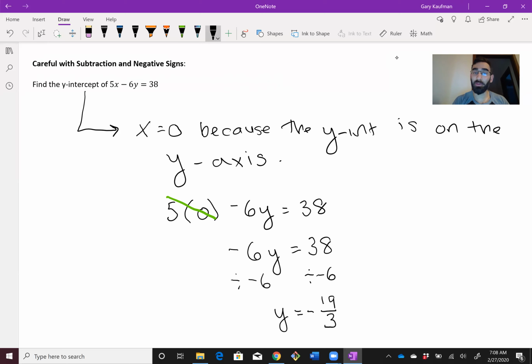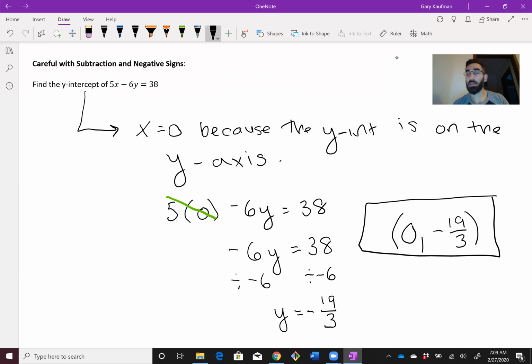So that's simplified. And now I write it as an ordered pair. There is my y-intercept. Don't forget to simplify. Don't forget to write it as an ordered pair.